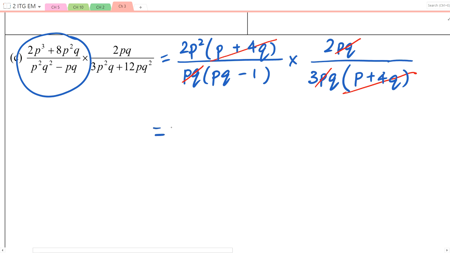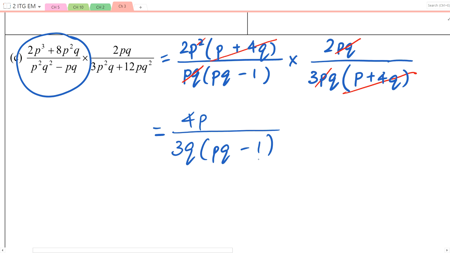So I'm left with 4p. Okay, I cancel this away. 4p divided by, what is it? Divided by 3q multiplied by pq minus 1. Do you have this?